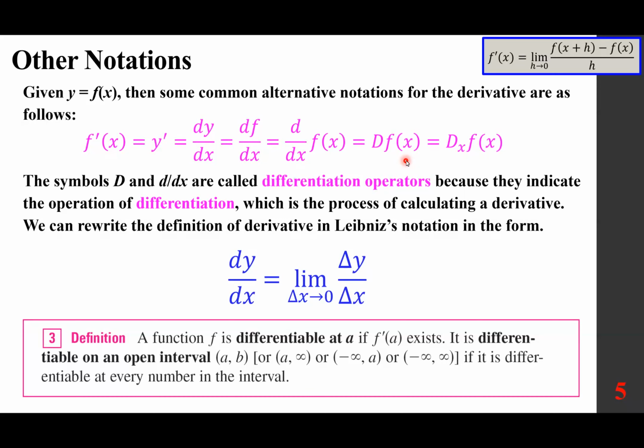And what happens here, the symbols d and d dx are called differentiation operators because they indicate the operation of differentiation, which is the process of calculating a derivative. We can rewrite the definition of a derivative in Leibniz's notation in the following format. dy dx is the limit of delta y over delta x as delta x approaches 0.